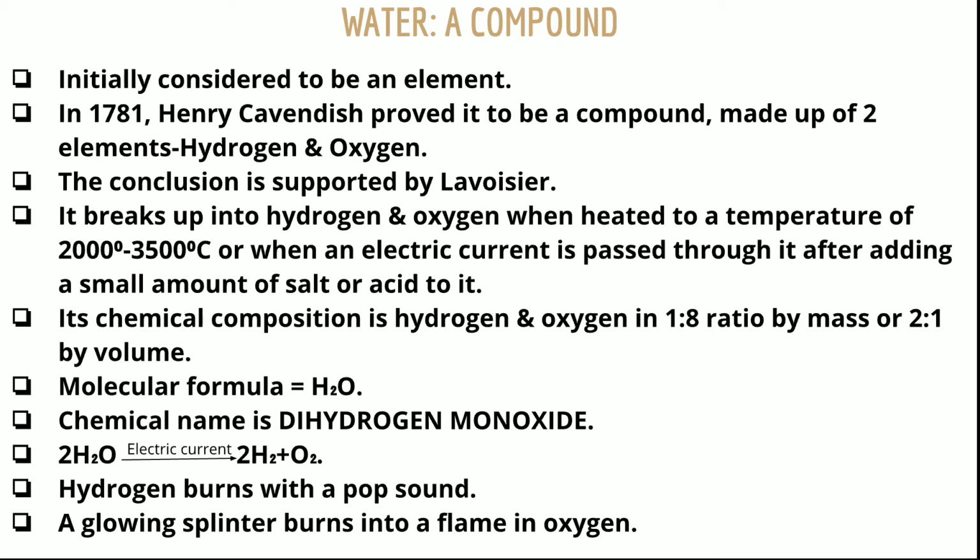By adding a small amount of acid or salt to the water, then water dissociates into hydrogen and oxygen when an electric current is passed through, or when a very high temperature, that is 2000 to 3500 degrees centigrade, is given to it. Its chemical composition is hydrogen and oxygen in the ratio of 1:8 by mass or 2:1 by volume.